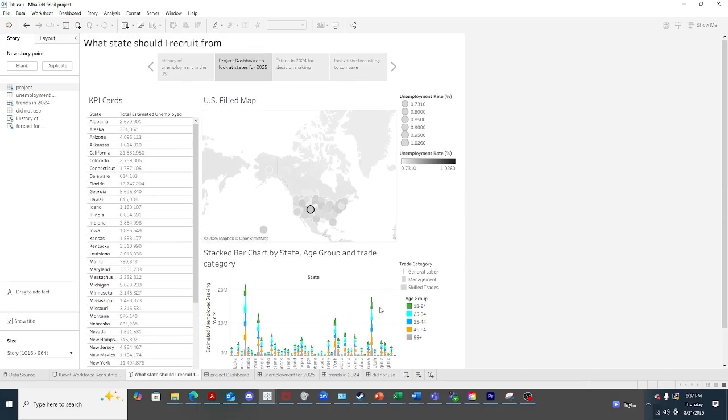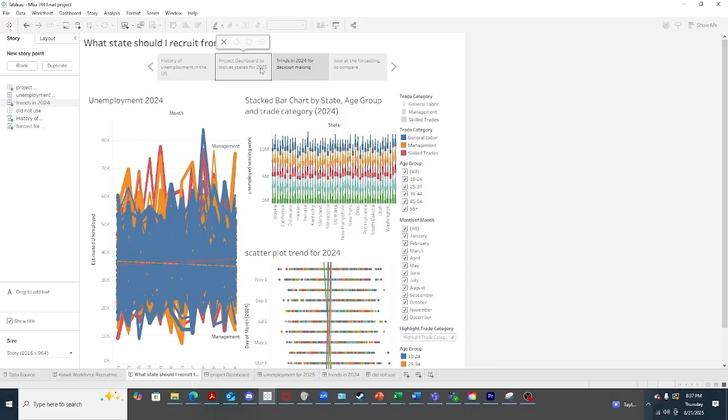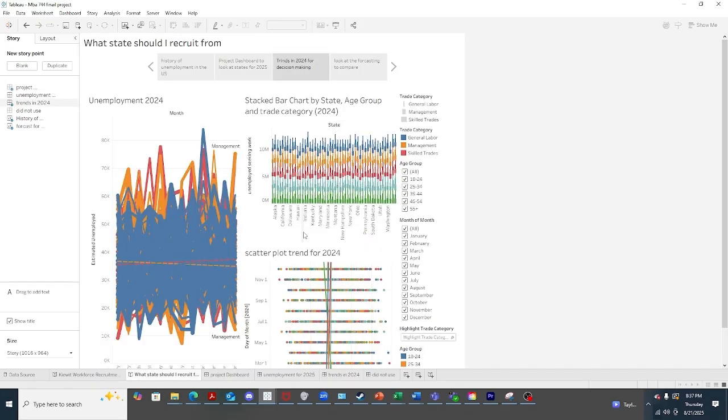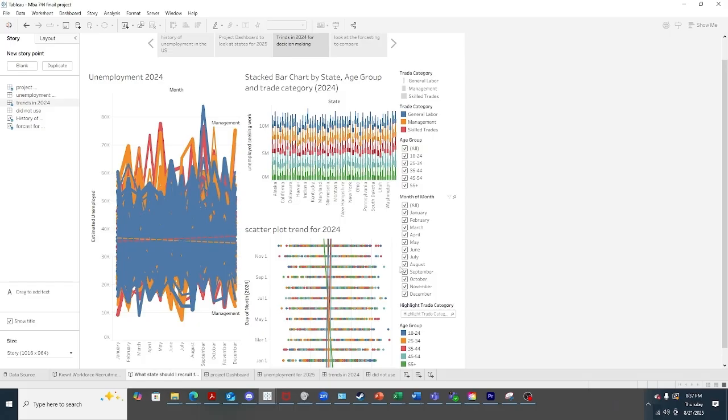And when we go on to the next one, you've got your trades, and this is within 2025. So you can see directly with that year and then compare it to the history of the rates and see where it is overall right now. And then for your trends in 2024, I can look back at my trends and filter between the different types of labor, management, and skill trends, along with the age groups, and I can even go month by month. So this will allow me to do my comparison from the history, do my comparison with 2025, and also look at my trends.